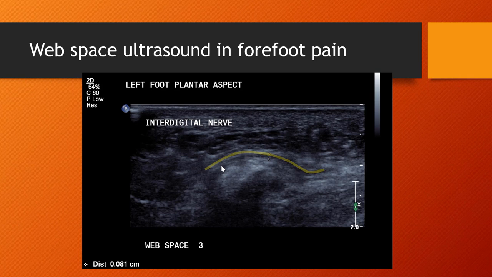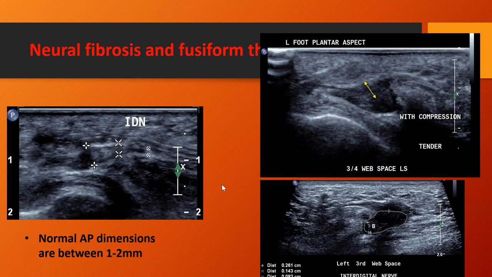So in a longitudinal plane, we can be more specific about whether what's bulging is the bursa or the nerve. Here's an interdigital nerve that's thickened, and we have to talk about at what point we would call something a neuroma. Generally, anecdotally, people start experiencing pain at about 2.5 or 2.7, but 3 millimeters is really the cutoff, given a normal nerve is usually 1 to 2 millimeters.